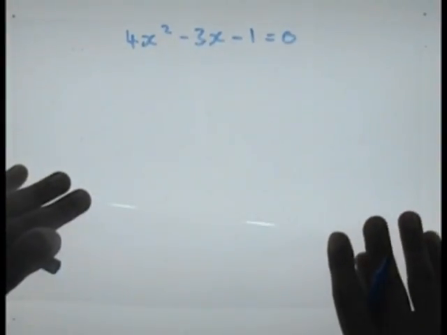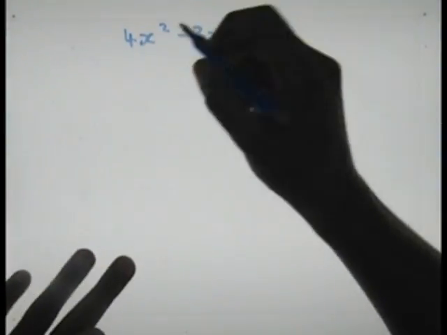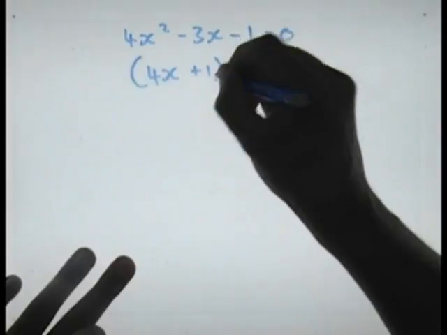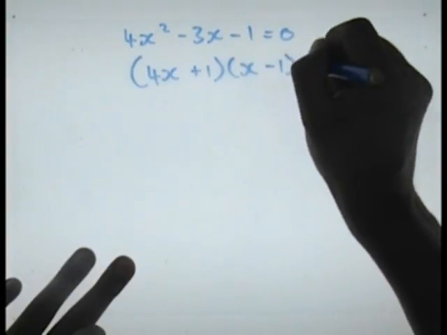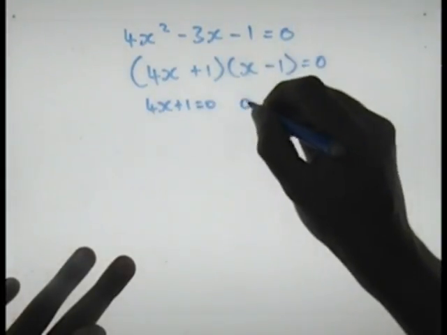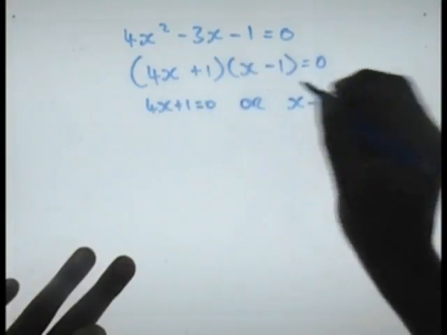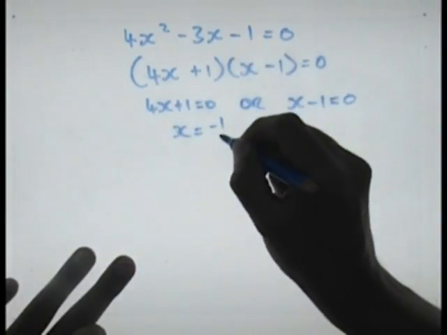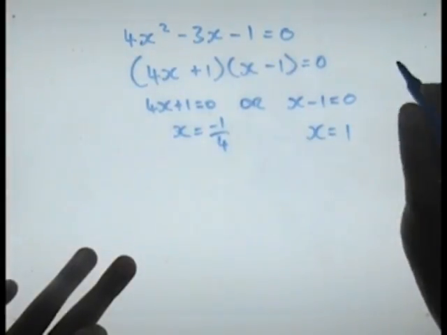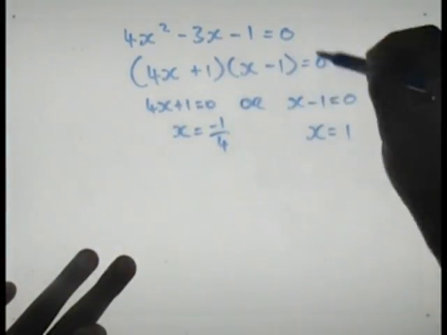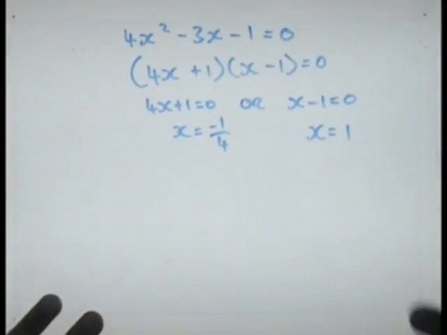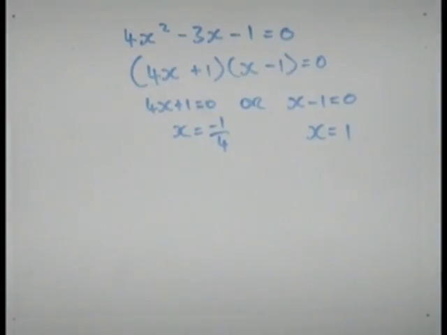Now, if I take this expression here, it factorizes into 4x plus 1 times x minus 1 is equal to 0. That means that 4x plus 1 is equal to 0, or x minus 1 is equal to 0. This means that x is equal to negative 1 over 4, or x is equal to 1. Like I said earlier, if you are uncomfortable with what I've done, refer to the DVD workbook. It does have a reference to the relevant sections in another DVD tutorial.